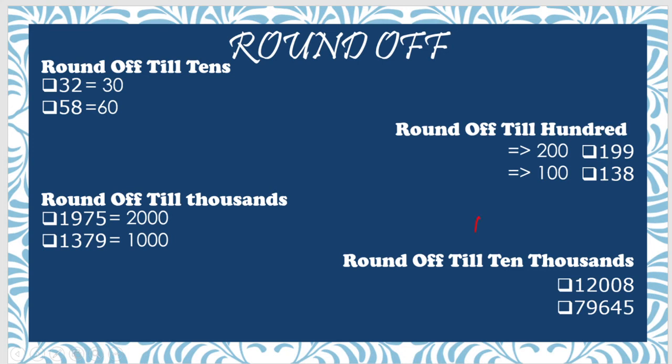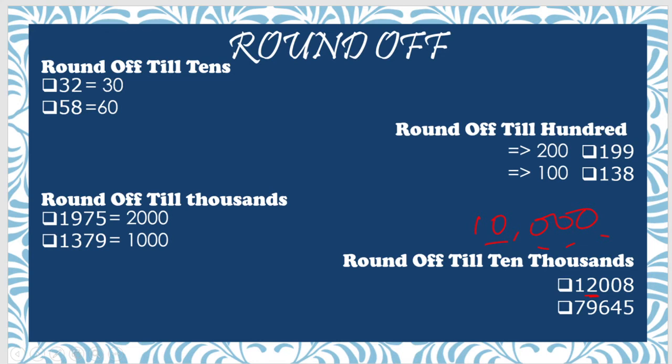For 10,000, we have 4 zeros: 1, 2, 3, 4. So we have to look at the fourth place, this place. This is smaller than 2. It's a very easy trick, children. Don't panic, don't panic that it's very boring.